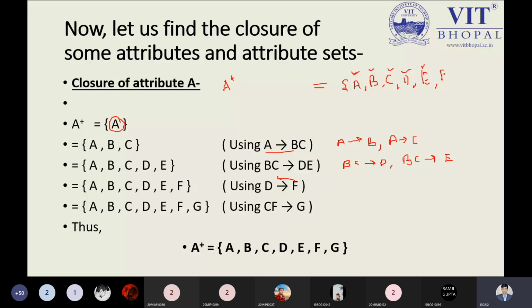Now CF determines G. You can see C and F are both part of our attribute set currently. So we can say G will also be part of this attribute set. So this will be known as the closure of the attribute set.